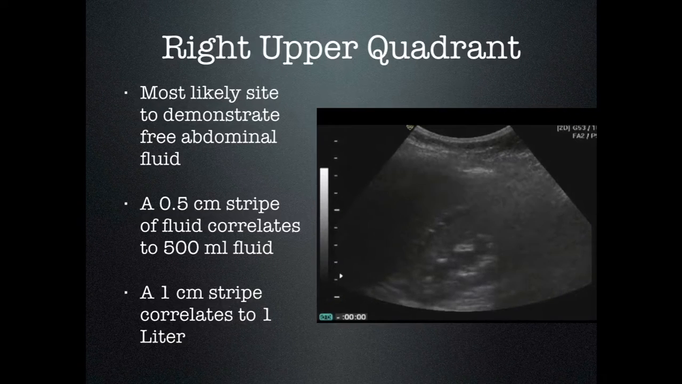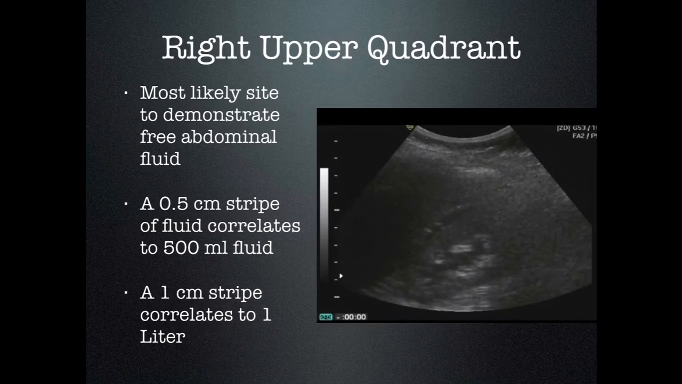Let's talk about each one of the views. The right upper quadrant view, here we have an image. We can see the liver, we can see the kidney, we can see a black stripe of fluid between the liver and the kidney. This is Morrison's pouch. This is a positive FAST exam. The right upper quadrant is the most likely site to find free intra-abdominal fluid. This is why we start here first.